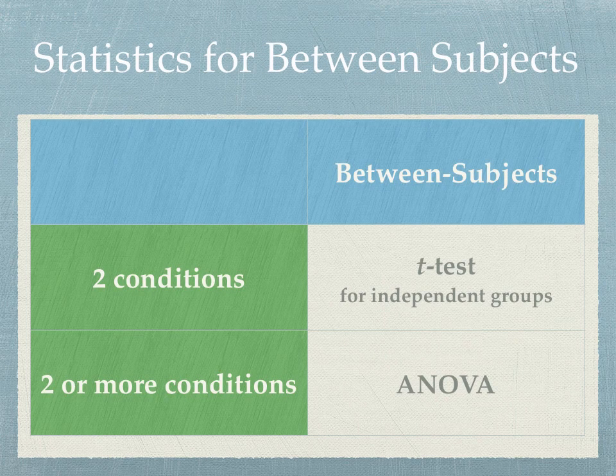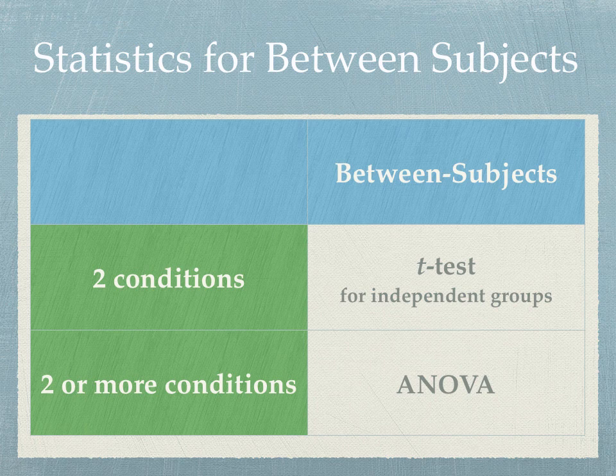So I started to draw this on the board one of the first days in class, and this is just part of the table I drew. This is kind of how it breaks down. If you're doing a between subjects design and you have 2 conditions, or 2 levels of your independent variable, you can do a t-test for independent groups. That's the statistic that's best used. If you have 2 or more conditions, you're going to use ANOVA.